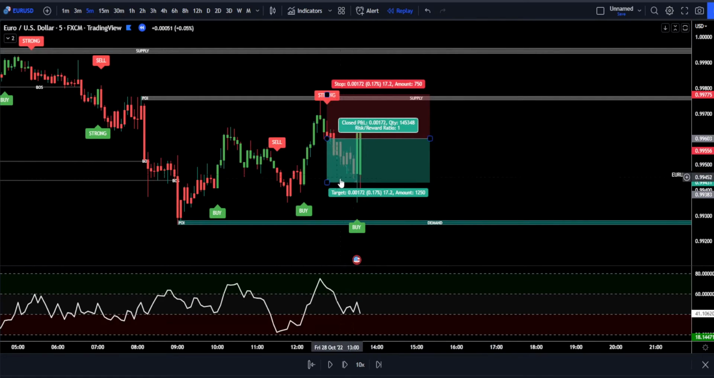We see that the market reached our first take profit target, but unfortunately the stop loss on the second half got triggered.